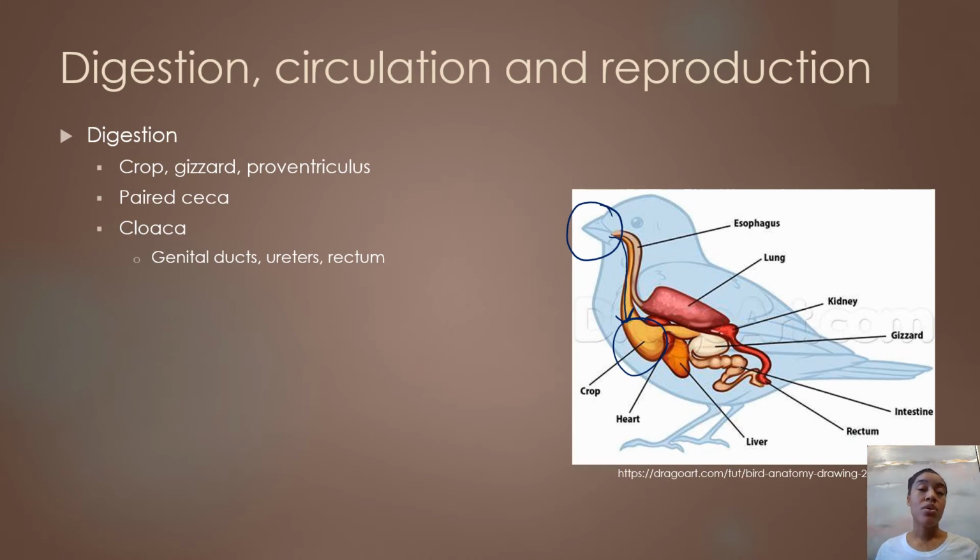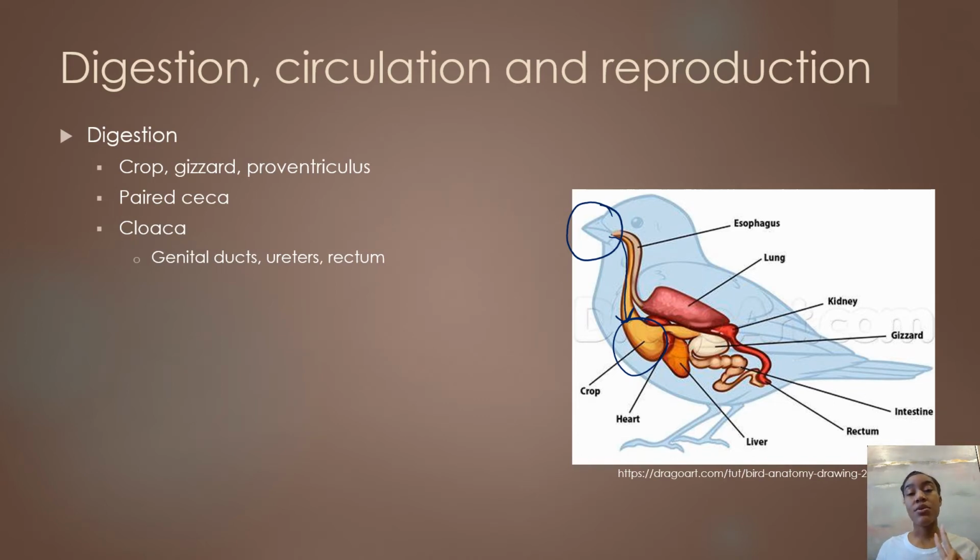The crop is also where food is stored for birds to feed their young. So they'll, let's say, eat a worm and store it in the crop, and then go to their nests and regurgitate that worm at the nests to feed their young. Let's say, in our example, this bird is not looking to feed its young, it's looking to eat. The food will then move from the crop into the stomach.